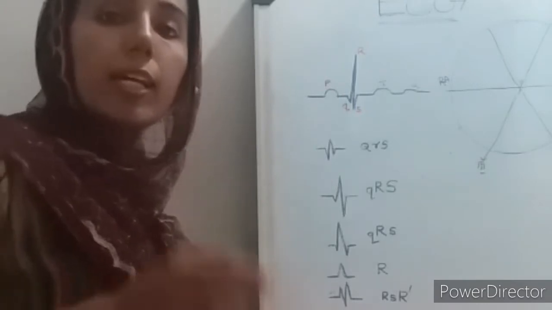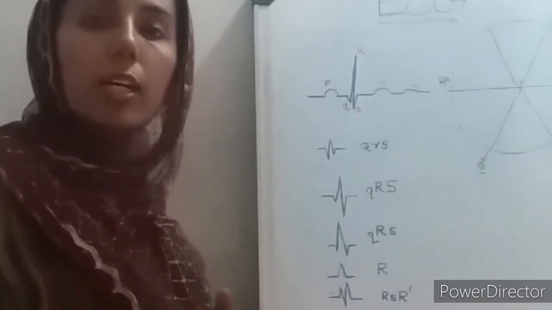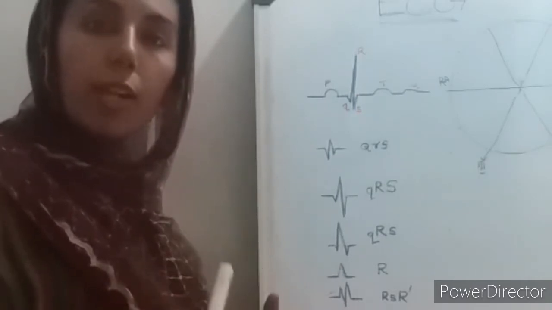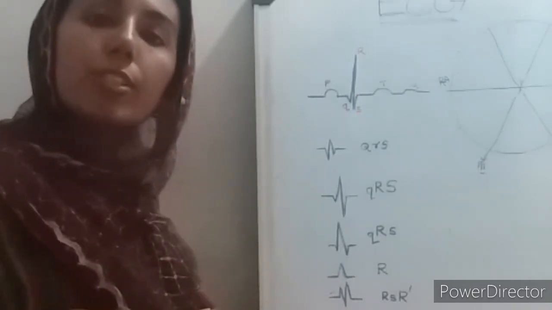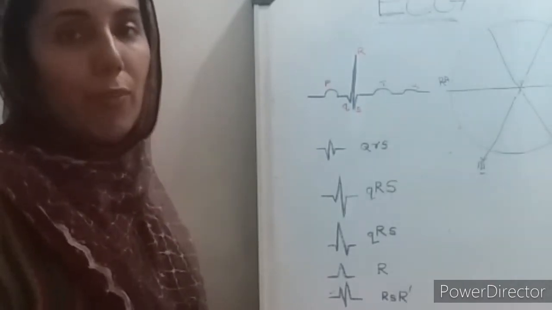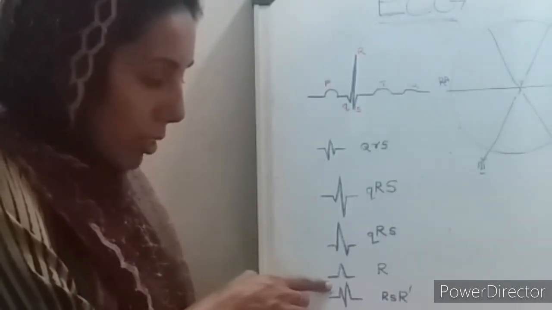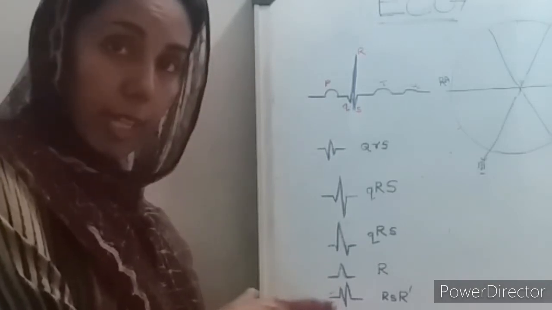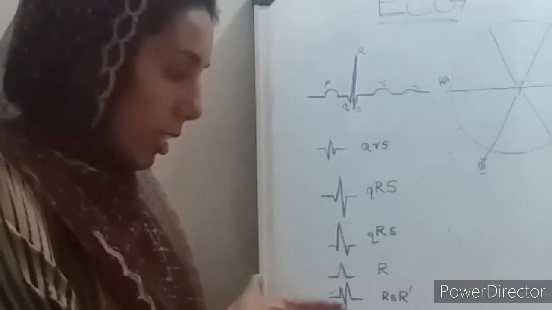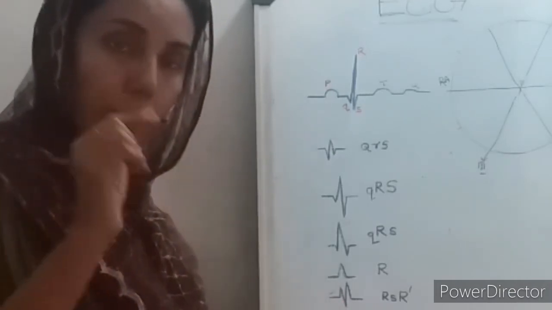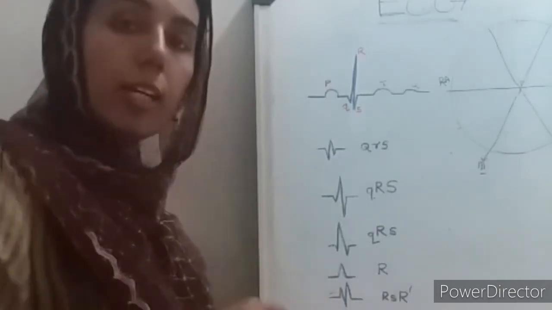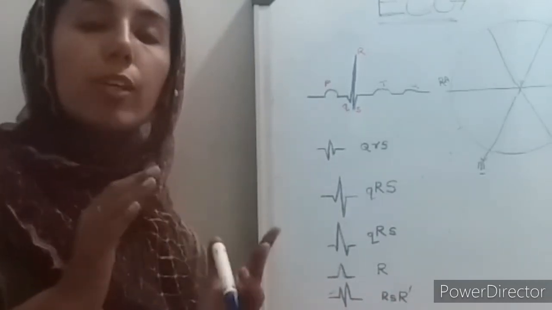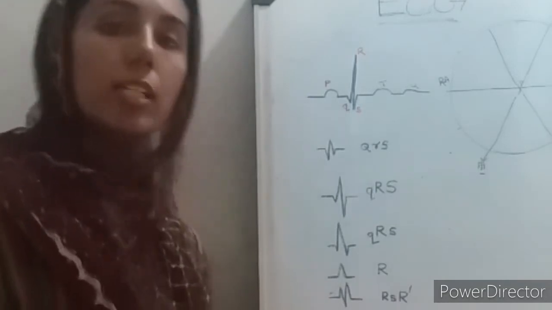Here you should remember that the first positive deflection you see is the R wave. The negative deflection before the R wave is the Q wave, and the negative deflection after the R wave is the S wave. So here the first positive deflection is taken as the R wave. After the R wave there is a negative deflection, so there is an S wave. The deflection is small, so I have written a lowercase s and another R wave, which is labeled by a dash.